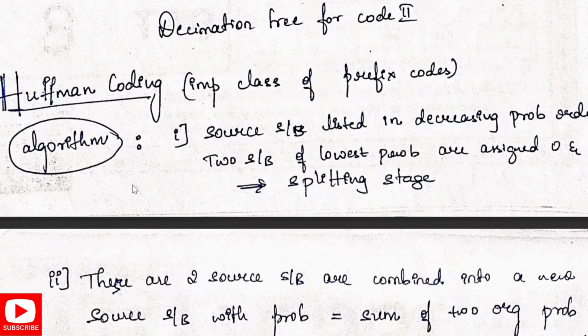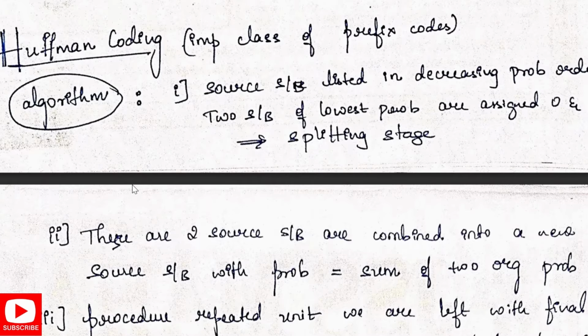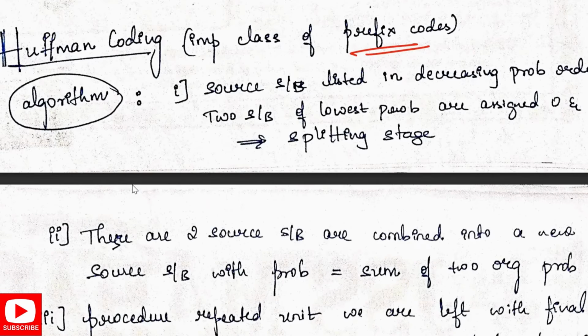Next comes Huffman coding, an important class of the prefix code. This is a part of the prefix code. You need to know this is a very important topic. Sometimes they might ask you to write the algorithm, or they may ask you questions related to Huffman coding. It's an algorithm. Here, source symbols are listed in decreasing probability order. You need to note this.